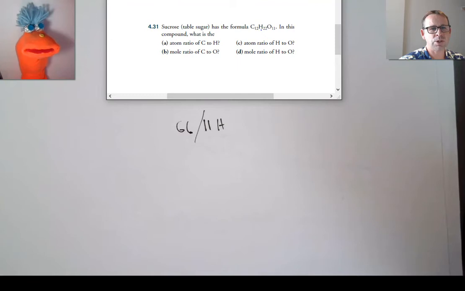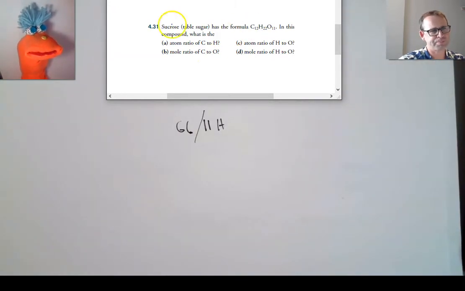For hydrogen to oxygen, what's that? 2 to 1 for hydrogen and oxygen. Very good. And that's the atom ratio. What about the mole ratio? That's the same? That's right. Good. So what about carbon to oxygen? What's the mole ratio? There's 12 carbon to 11 oxygen, and you can't simplify that, right? That's right. Very good. Excellent.